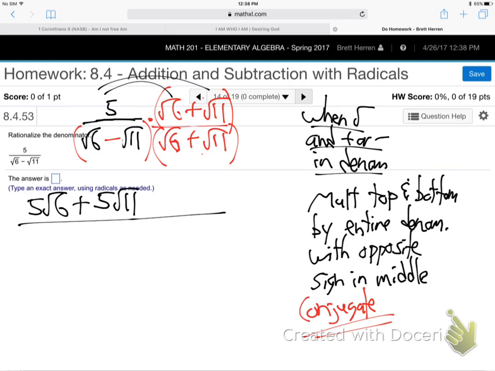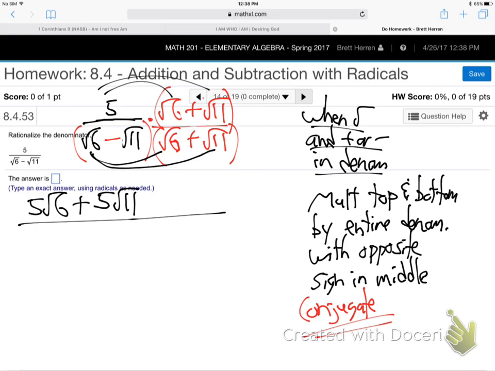What about on the bottom? On the bottom, what do we do? Well, this guy's going to go to both. Right, it's a FOIL on the bottom. We just did 2 or 3 problems with FOIL, so we just do that now on the bottom.